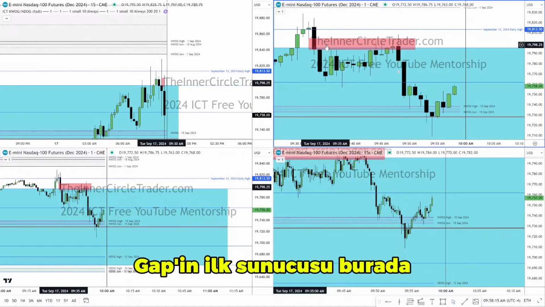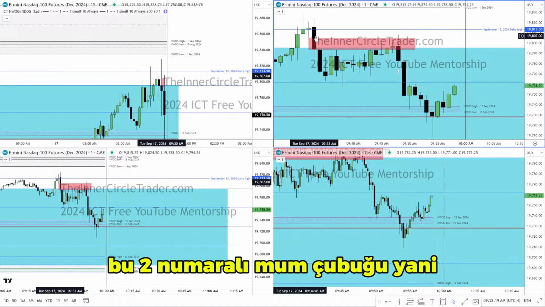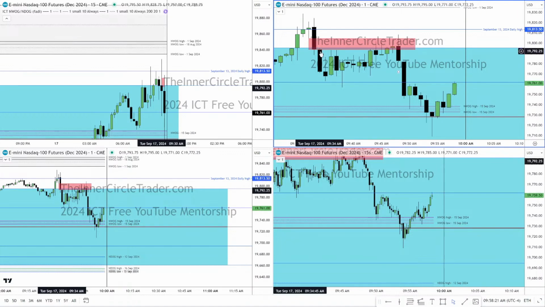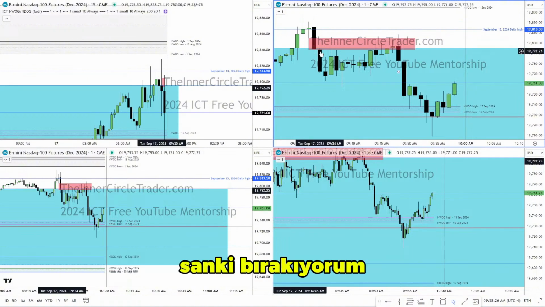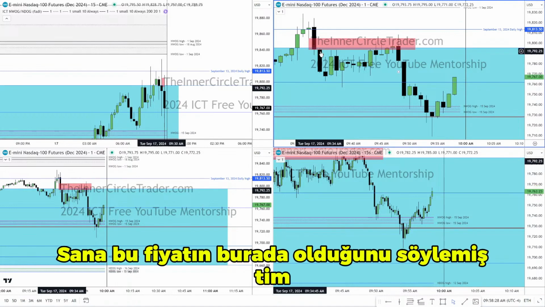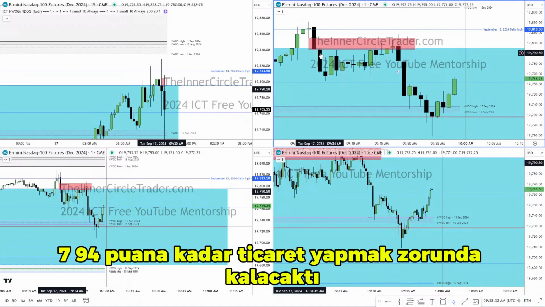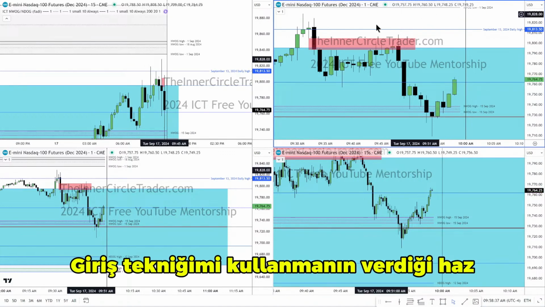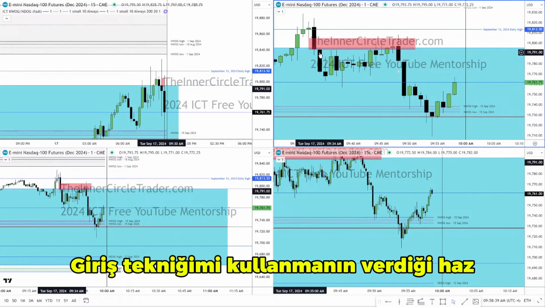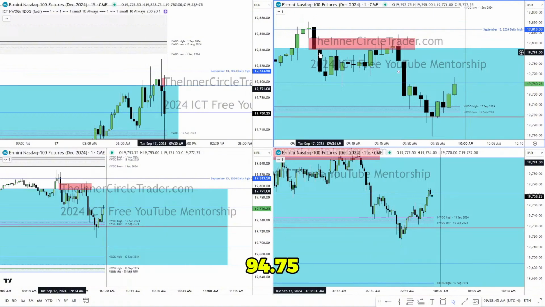The first presented fair value gap here is obviously this candle here. That's candlestick number 2. So to get short, and I told you I wanted to see the move start, like I'm letting it go, I told you that this price here would have to trade to 794 point. You're watching this price up here, the high. To use my entry technique, it would have been shorting as it slammed into 19,794.75.